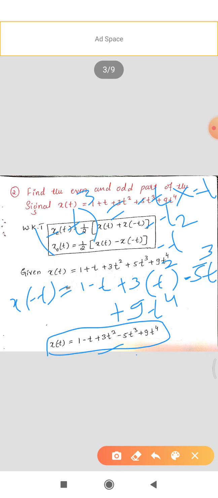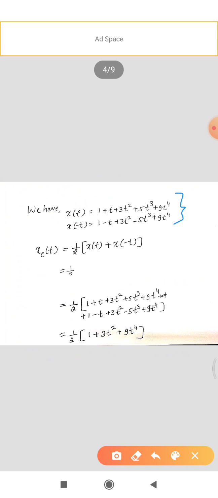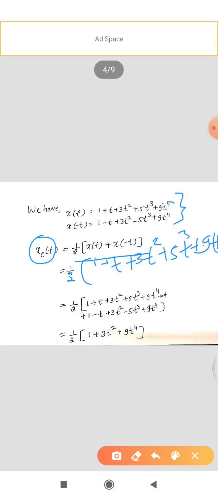Once we have calculated this, then what we have to do is this. So we have these two values, x of t and x of minus t. Then we have to calculate what is the even part and then what is the odd part. Let's calculate even part. That is, we have a formula, half of x of t plus x of minus t. We'll substitute the values. Let's take 1 by 2 into x of t, which is 1 plus t plus 3t square plus 5t cube plus 9t raised to 4.